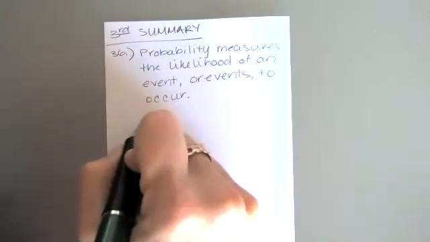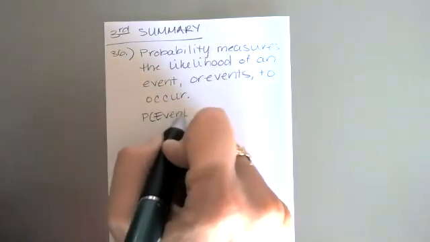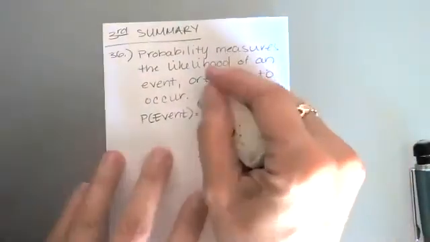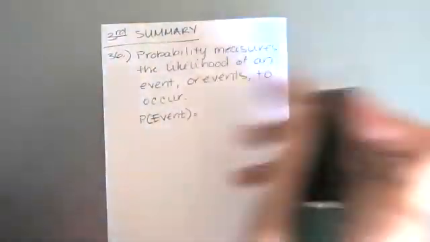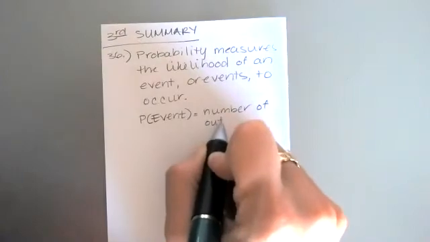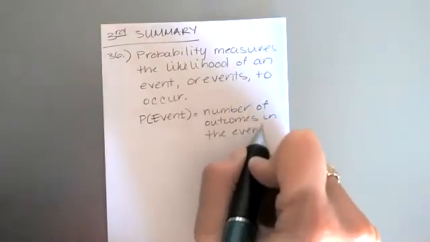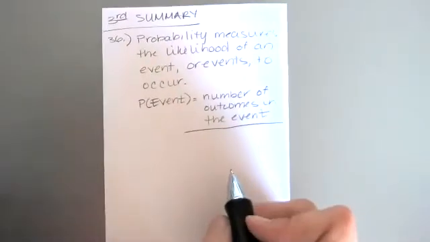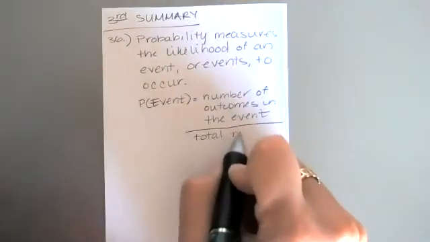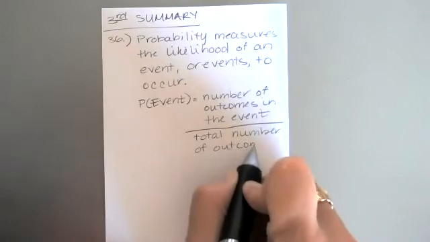So the way that we measure that is the probability of the event. So these are the number of outcomes. Can I use the hashtag symbol, or does it not mean that for you guys? I'll say number of outcomes in the event compared to the total number of outcomes possible.